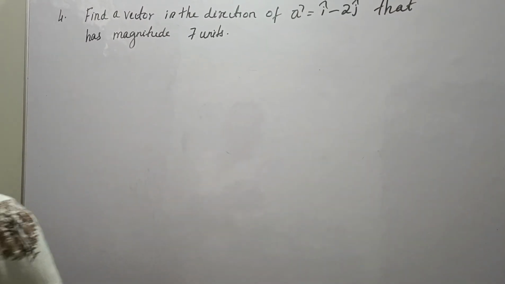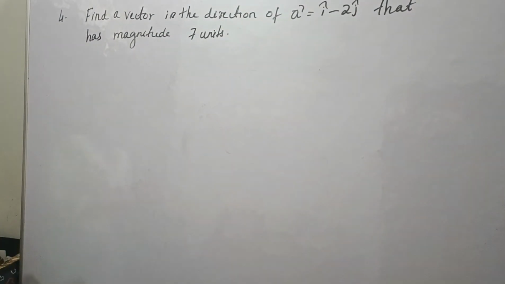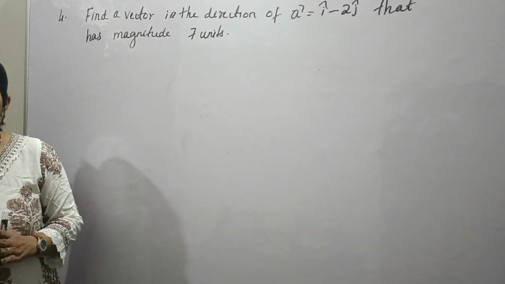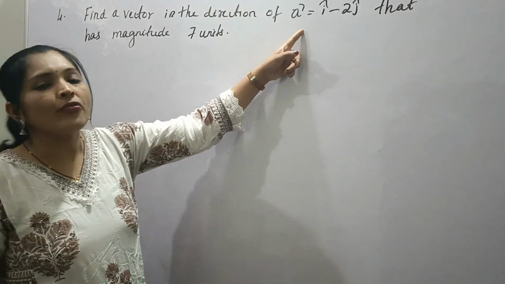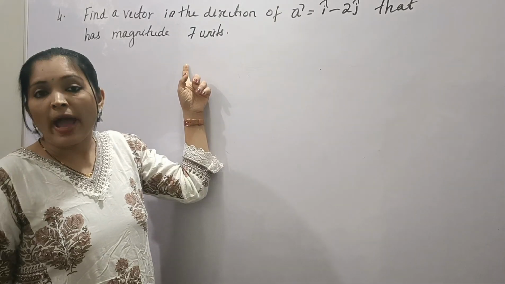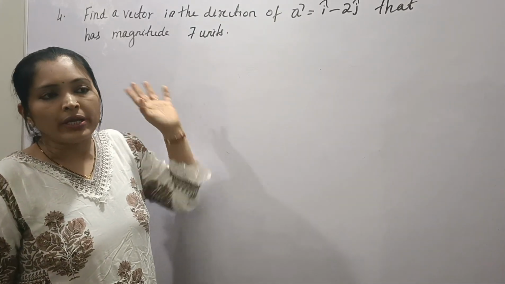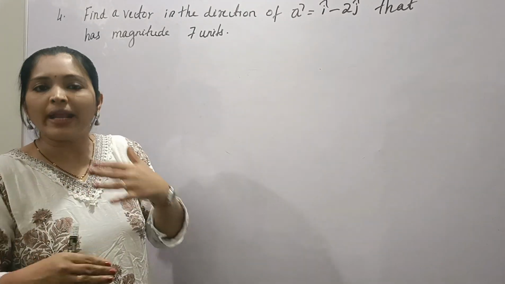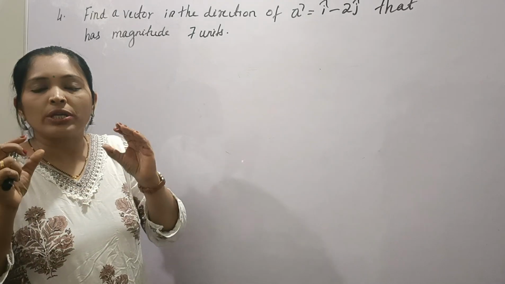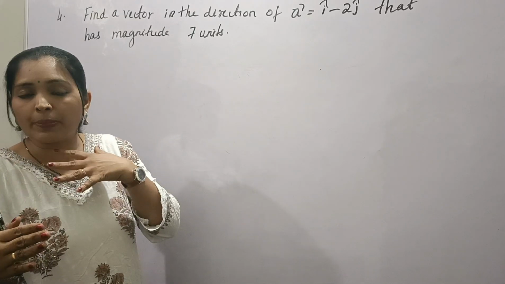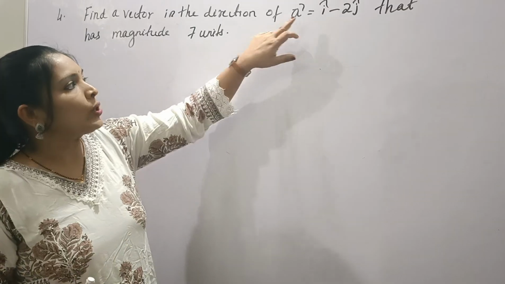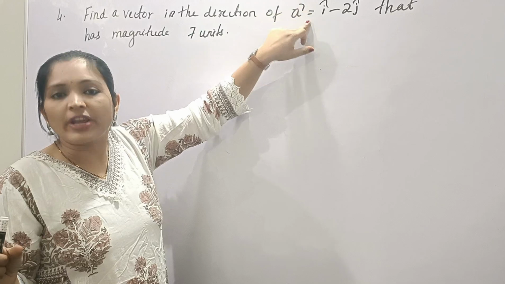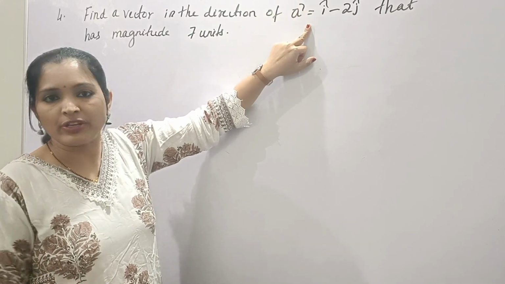Find a vector in the direction of vector A is equal to i minus 2j that has magnitude 7 units. See, here we have to find a vector that is in the same direction of vector A, and which has magnitude 7 units. So here we have to find a parallel vector. In the same direction means parallel vectors. Parallel vectors means one vector should be written as a scalar multiple of another vector.